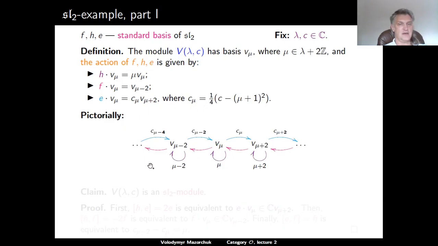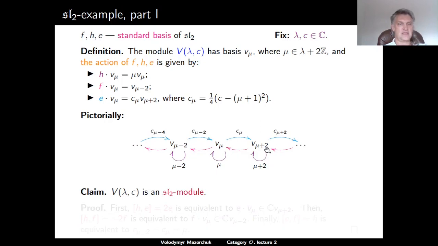Pictorially, we can draw the module V lambda c as the following picture. So we have the basis elements v mu minus 2, v mu, v mu plus 2. So we have infinitely many basis elements. The element H acts on v mu with a scalar mu. So we have these loops in our graph which represent the action of H. The action of F is given in the following way. It moves all basis vectors to the left, v mu to v mu minus 2. And the action of E moves all basis vectors to the right times the scalar c mu.